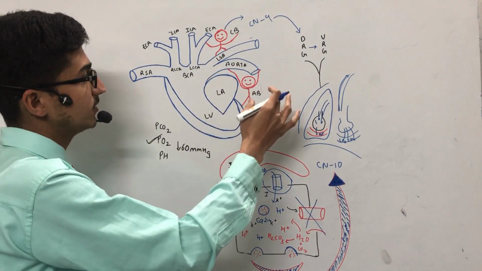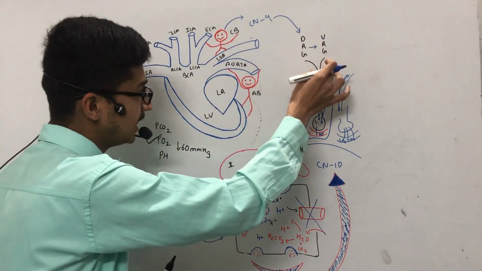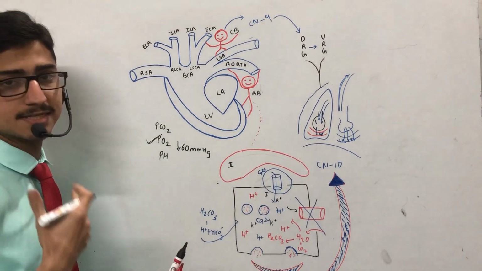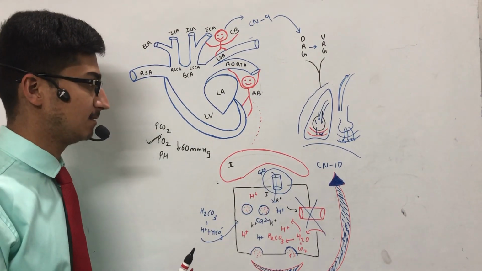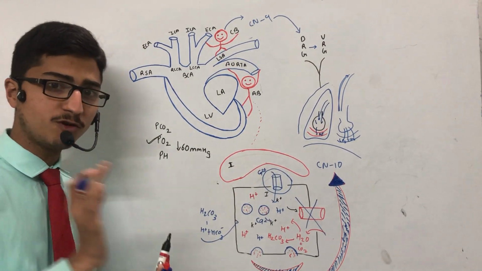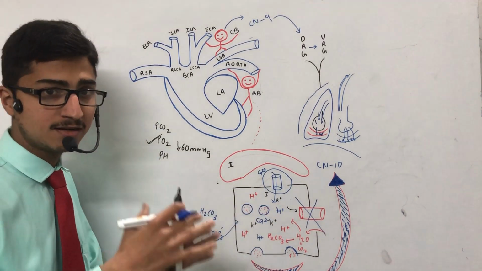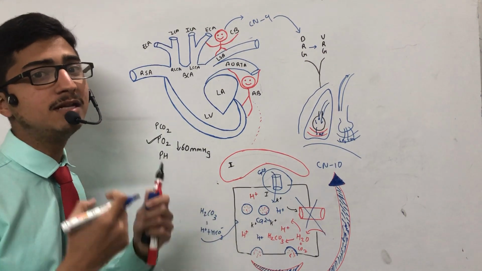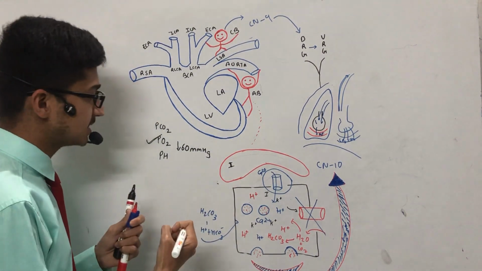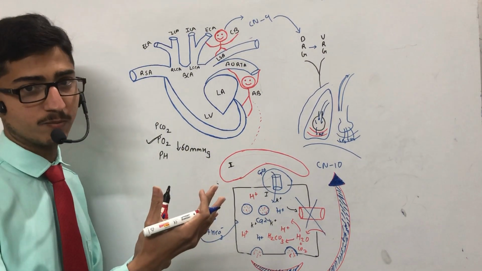These cranial nerves will activate DRG, VRG and ultimately increase the respiratory process, through which the carbon dioxide is washed out and more oxygen comes in.